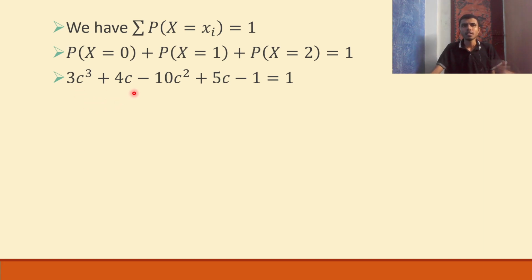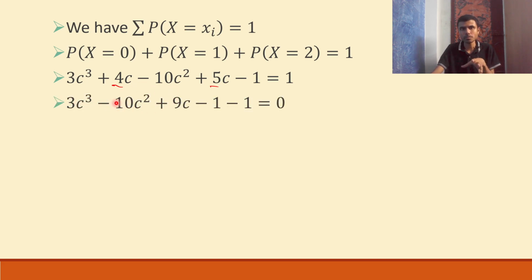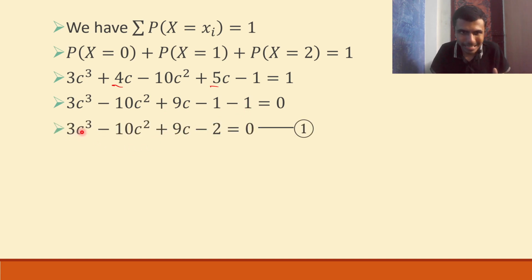Now see, if there are any terms like 4c and 5c, that's 9c. So what I'd get is 3c cube minus 10c square plus 9c minus 1 equals 1. Take this 1 to the LHS, minus 1. So ultimately I'd get minus 1 minus 1 is minus 2. So here I have a cubic equation. Now how to get its roots?